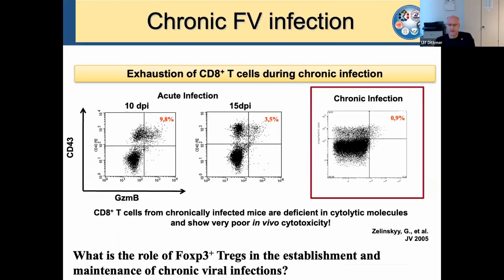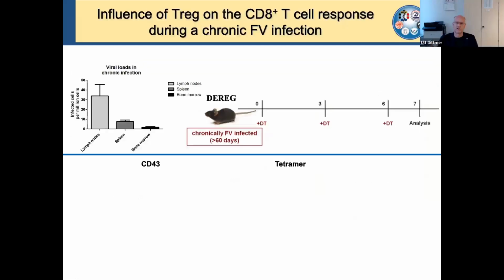So we addressed that in the Friend virus model as well, and this just shows you a picture that we also have functional exhaustion of effector CD8 cells in the Friend virus model in chronic infection. You can see here the granzyme production of activated CD8 cells. At least 10% produce granzyme early on, but at 15 days post-infection, this is already a lot less. And if you look at chronic infection, you still find these CD8 cells. They are still activated, but they can no longer produce granzyme B. It's only a very small fraction. So we have functional exhaustion in chronic Friend virus infection.